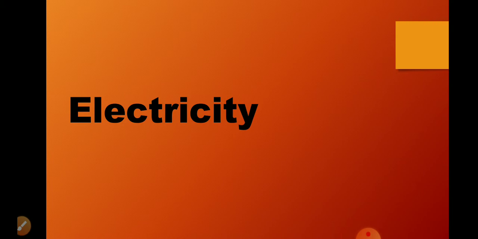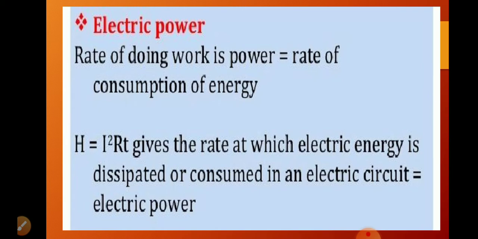So electric power is the rate of doing work, or also the rate of consumption of electrical energy. This is the definition for electric power. Rate of doing work is called power, or rate of consumption of energy. The work done in bringing the charged particle from one point to another is defined as electric power. Electric power is denoted by capital letter P.